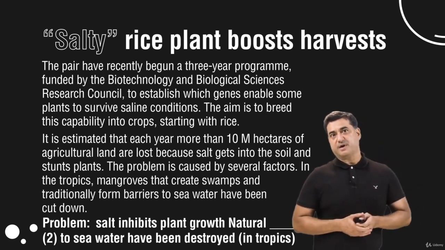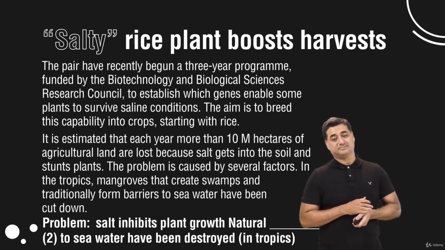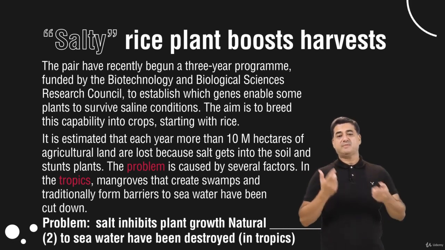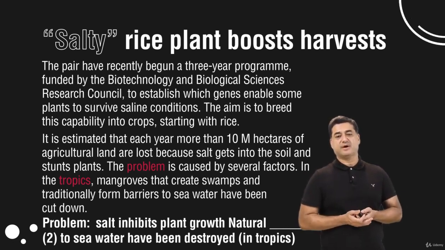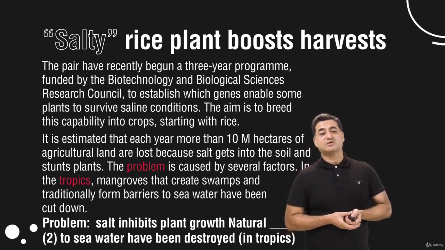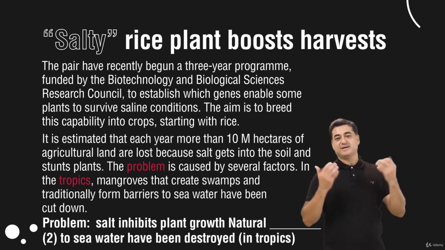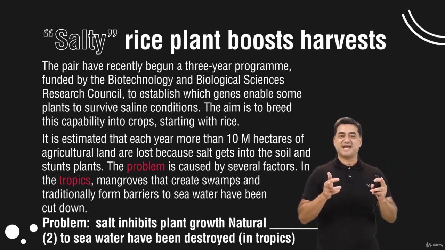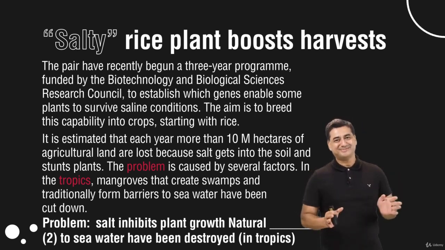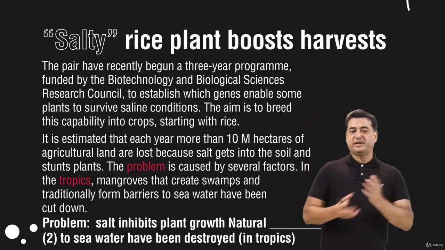So one keyword is problem and then "natural dash to seawater have been destroyed," and the keyword is tropics. So problem and tropics. So let's find out if there is any problem discussed. Yes, in the second paragraph you can see the problem is caused by several factors and then we have tropics also. So that means we have located the area of the text where we will find our answer. And now what we need to do is calm down, read word by word and try to find the answer. For example, let me read it for you now.